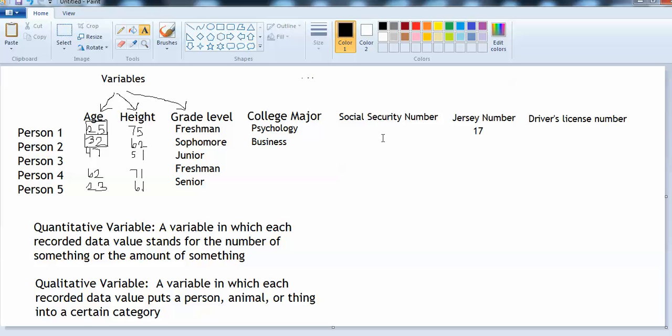Whenever you have variables that just deal with labels, or numbers that are really just labels for people or things, then those variables are actually qualitative. So quantitative means numbers that actually stand for a quantity, and qualitative means the data values are either words, or meaningless numbers that are just labels. What I mean by meaningless is just numbers that don't actually stand for amounts.